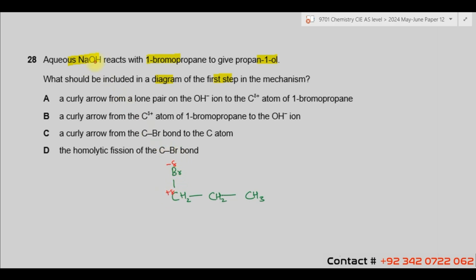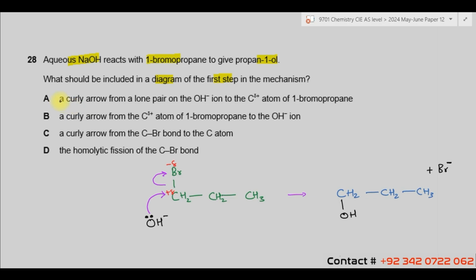So we are going to react it with aqueous sodium hydroxide. Aqueous sodium hydroxide provides us with OH minus. Now what will happen? This oxygen, it will attack carbon and it will make a bond with carbon. These electrons will move towards bromine. So product formed will be CH2, CH2, CH3. So OH is attached to CH2 and Br minus is substituted.